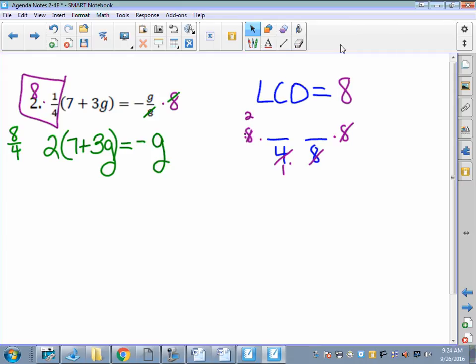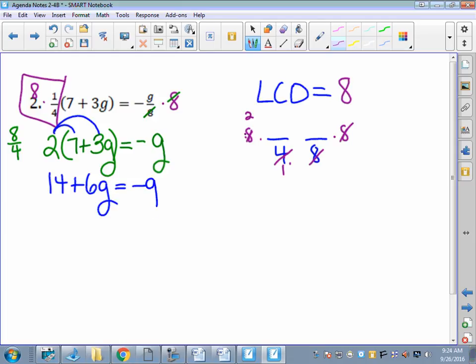And now I can finish solving this. So 2 times 7 is 14. 2 times 3g is a plus 6g equals negative g. Now I'm going to do this the way we've been doing it. I'm going to get all my variables on the left, all my numbers on the right. You may notice a shorter way to do this. If you do, go ahead and do so. I'm going to put my line here. So if I want to get this negative g out of here, I'm going to plus g.